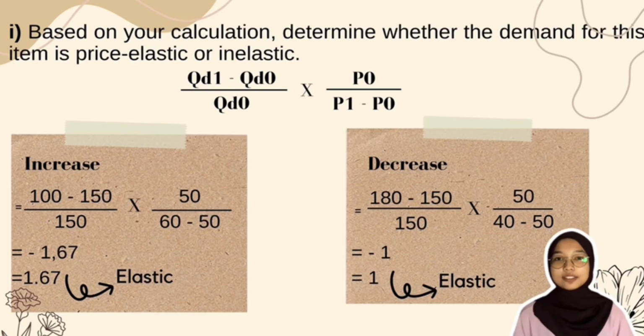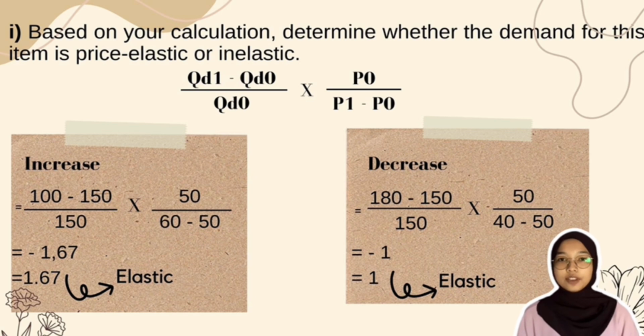For one Roman question, based on your calculation, determine whether the demand for this item is price elastic or inelastic. So we will use the price elasticity formula, which is Q1 minus Q0 over Q0 times P0 over P1 minus P0. When the price increased from $50 to $60, the elasticity value is 1.67, which is elastic. Then, when the price decreased from $50 to $40, the elasticity value is 1, which is also elastic.